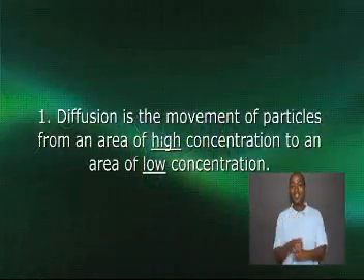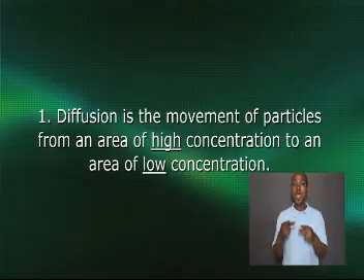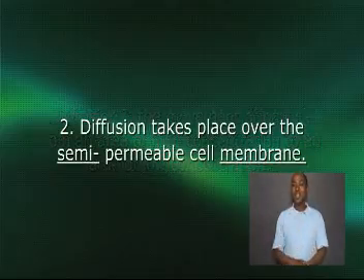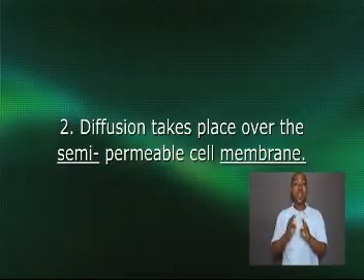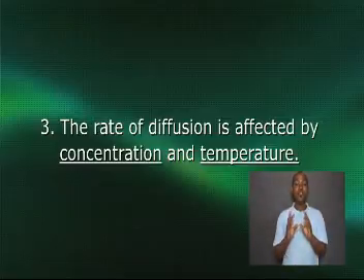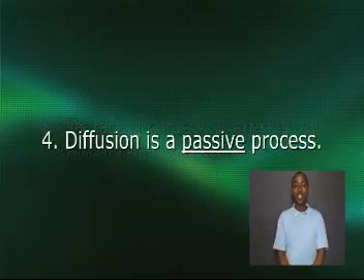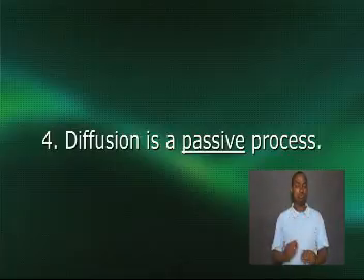Welcome back, students. How did you do? Let us go over the answers together. Diffusion is the movement of particles from an area of high concentration to an area of low concentration. Diffusion takes place over the semi-permeable cell membrane. The rate of diffusion is affected by concentration and temperature. Diffusion is a passive process.